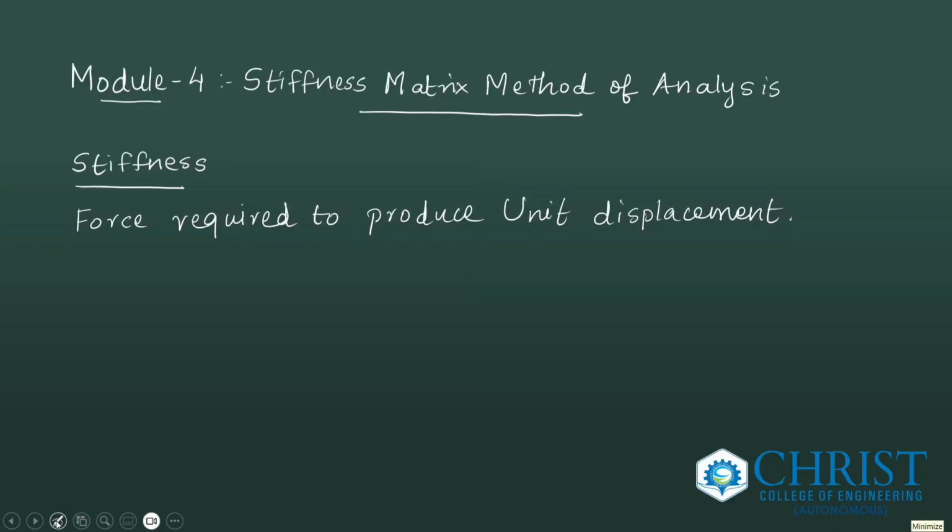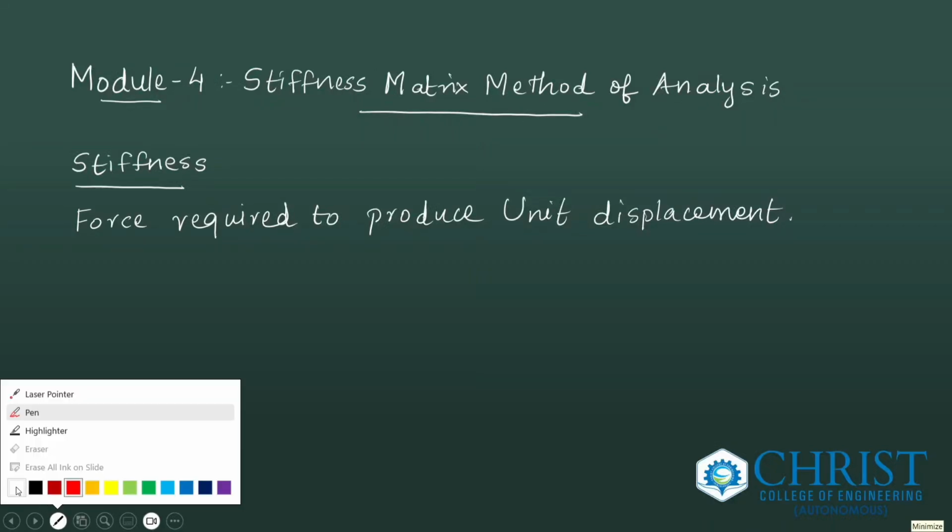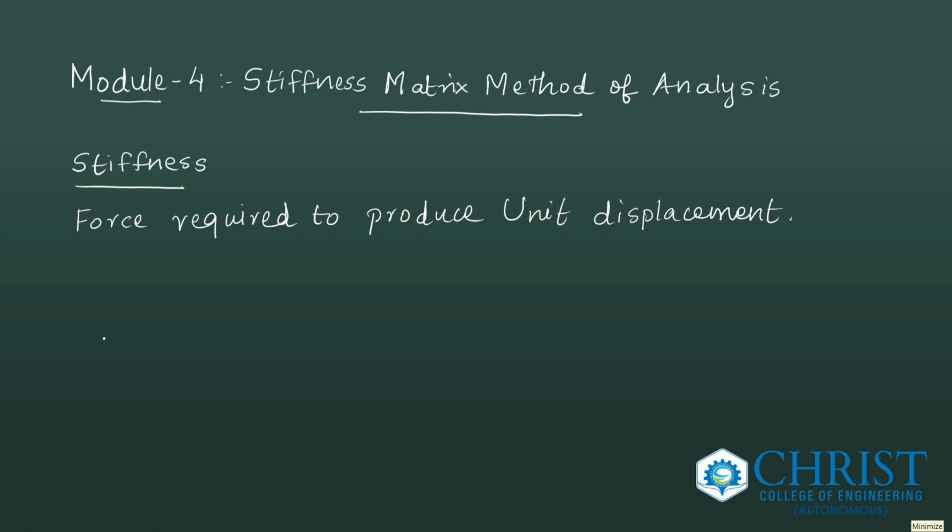So welcome to new class. We are starting with module 4, stiffness matrix method. So first definition is, what is stiffness? It is force required to produce unit displacement.